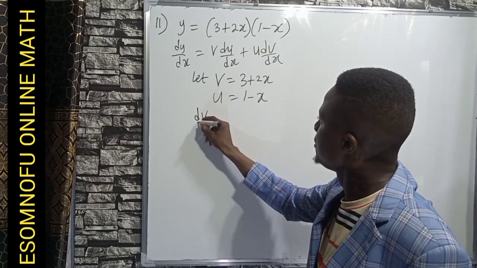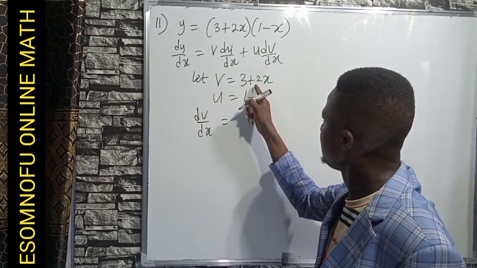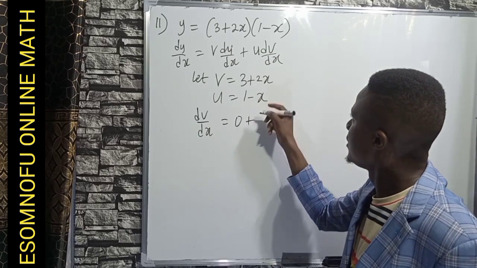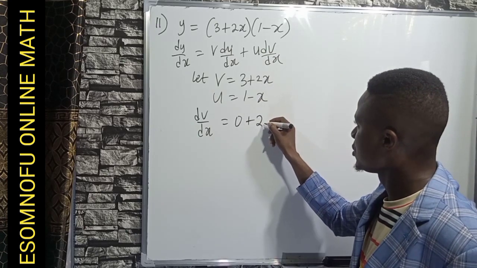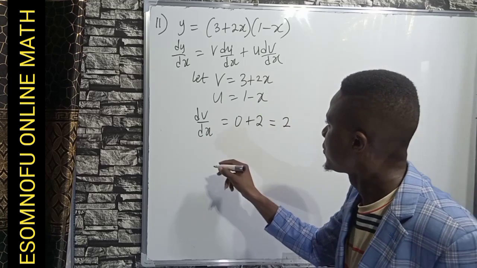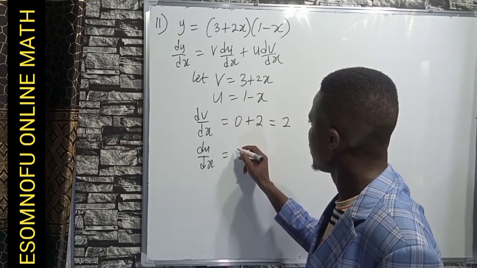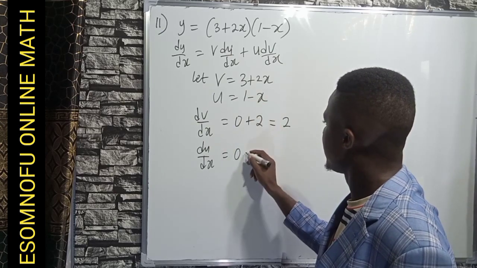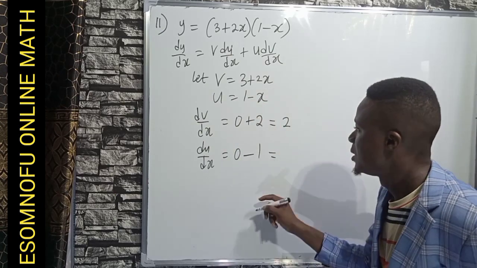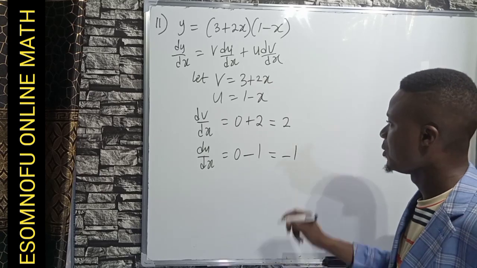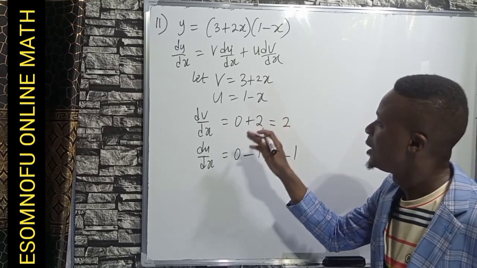So dv/dx will give us, differentiating 3, I'll get 0. If I differentiate 2x, I'll get just 2. So dv/dx is 2. Then du/dx will give us, if I differentiate 1, I'll get 0. If I differentiate minus x, I'll get minus 1. And 0 minus 1 is minus 1. So we fix them in this formula.